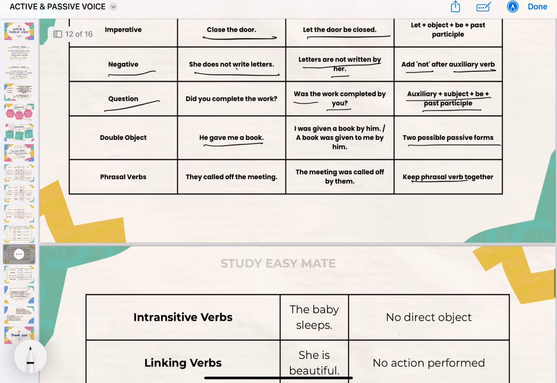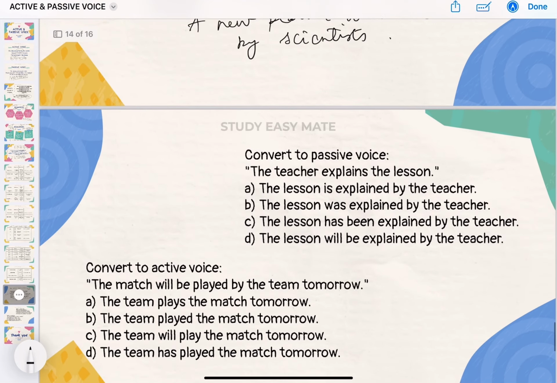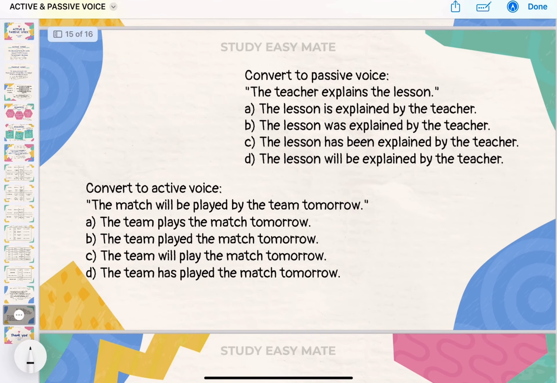Okay, so try to solve these questions. Convert this into the passive voice and convert this to active voice. The teacher explains the lesson. The match will be played by the team tomorrow. Leave the answer in the comment section. I will be pinning the right answer and also providing you the answer.